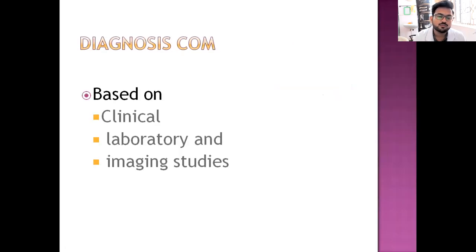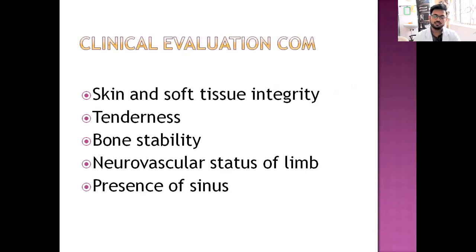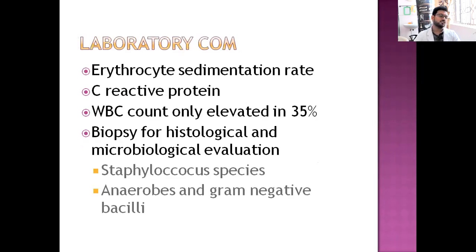So diagnosis of chronic osteomyelitis is based on either clinical, laboratory, or imaging studies. So we'll look side by side. In clinical evaluation, skin and soft tissue integrity will be assessed. Tenderness will be there. You have to see whether bone stability is lost or maintained. Neurovascular status of the limb: whether the patient is having intermittent claudication or pain, or resting pain or not. Presence of sinus can also be visualized and should not be missed out.